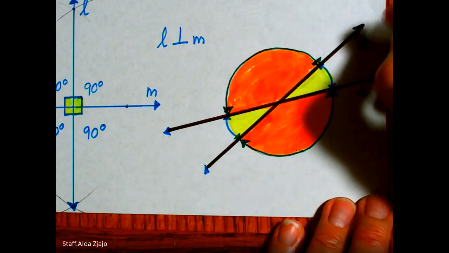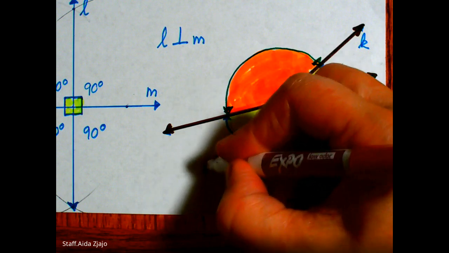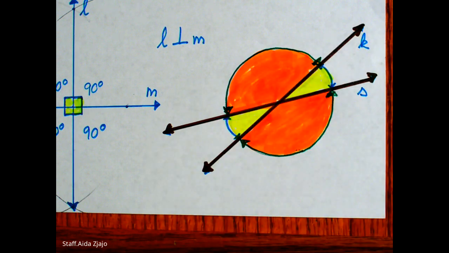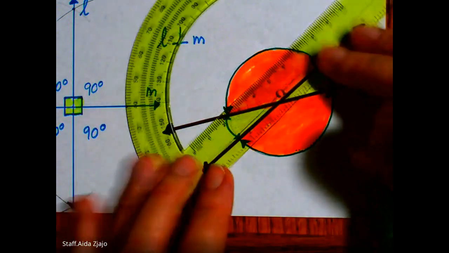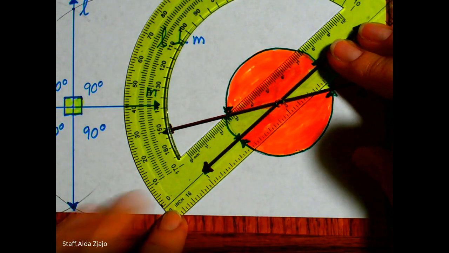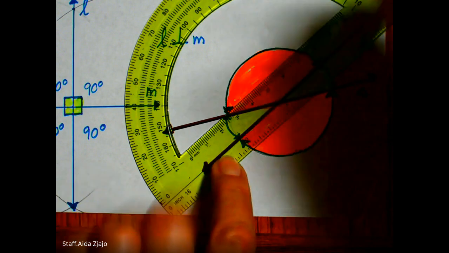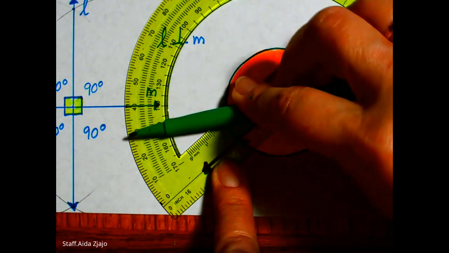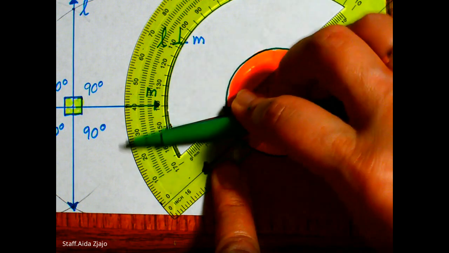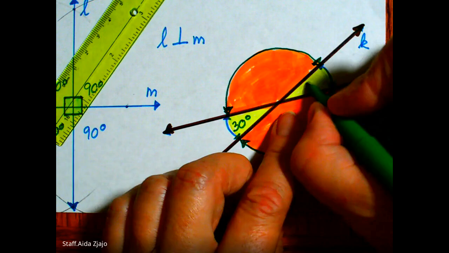Okay, I'm just gonna make it a little bit more visible. Okay, and now we need to know how big they are. So we can use our protractor and we can measure. So this should be about 30 degrees. Okay, so 30 degrees. So is this one 30 degrees?